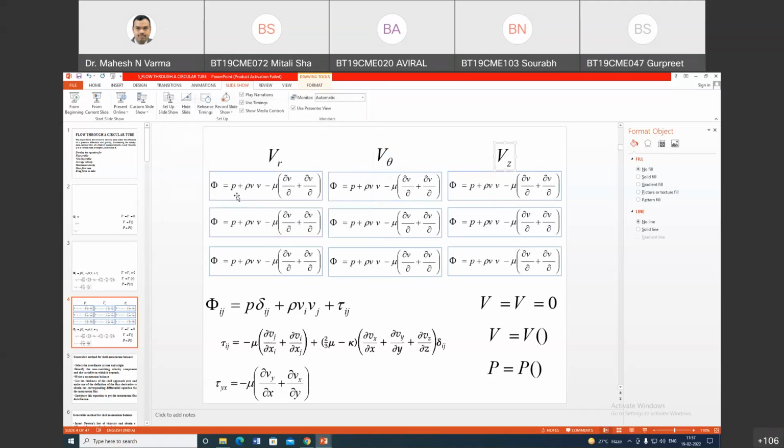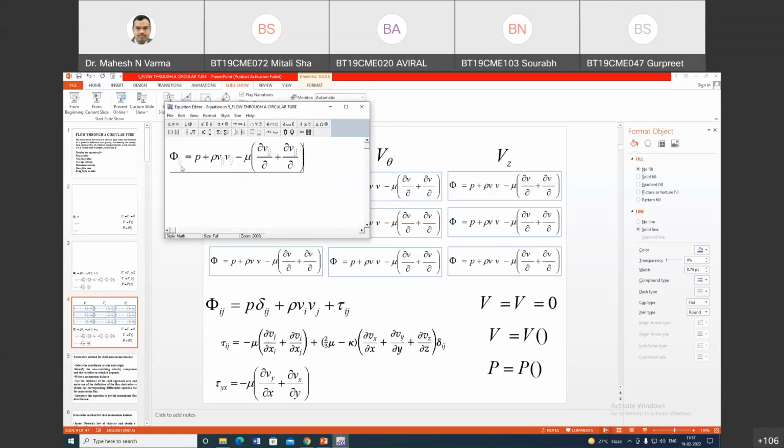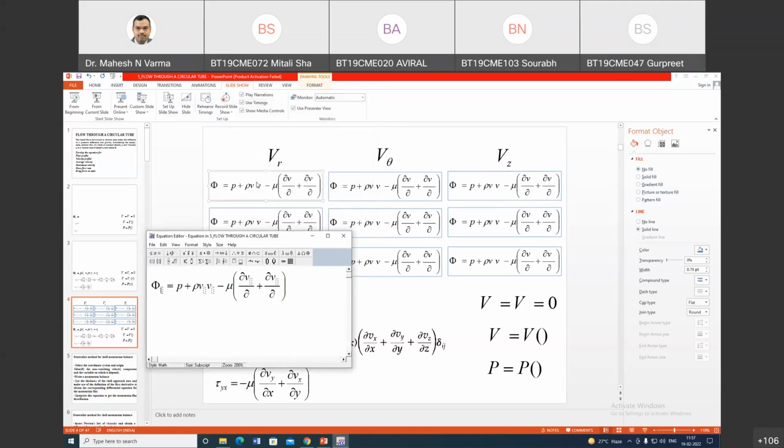Now, can you tell me for this, what are the suffixes? Sir, it will be phi RZ. These suffixes are very important, Guruprit. Altogether, the physical meaning will change if you are using phi RZ or phi ZR.